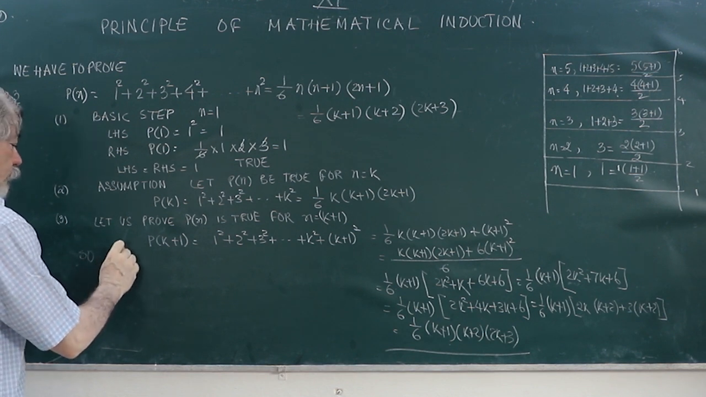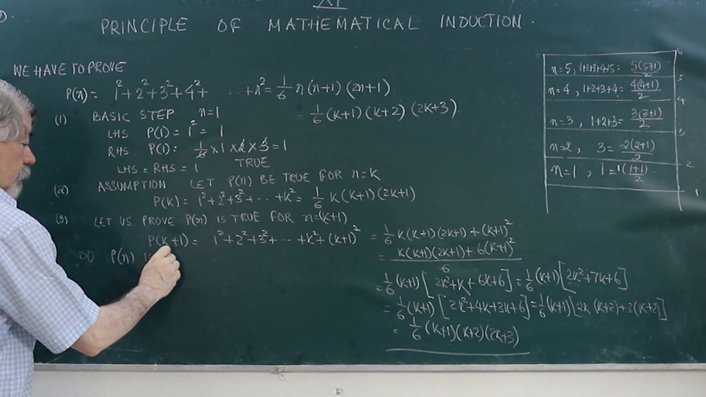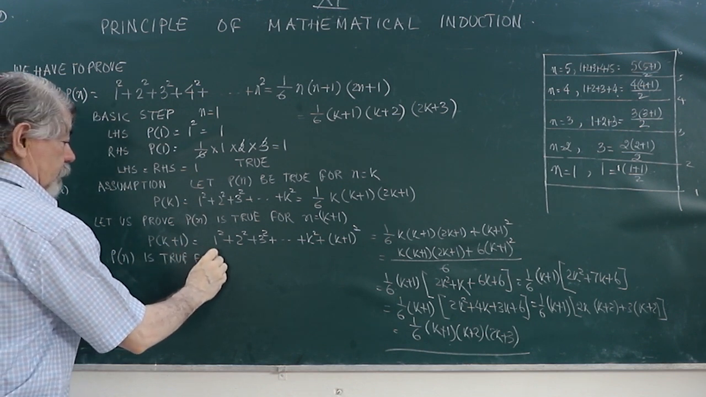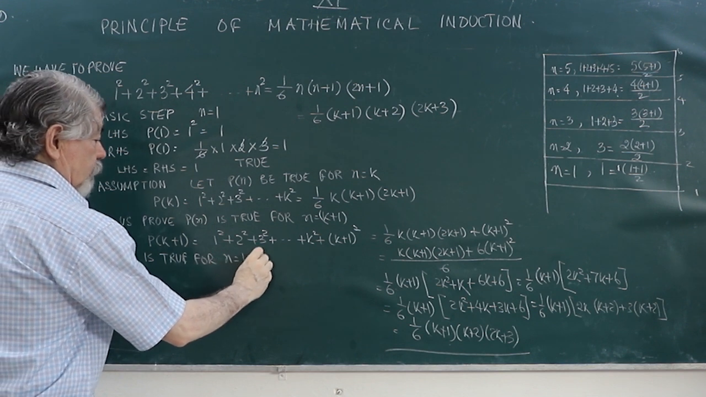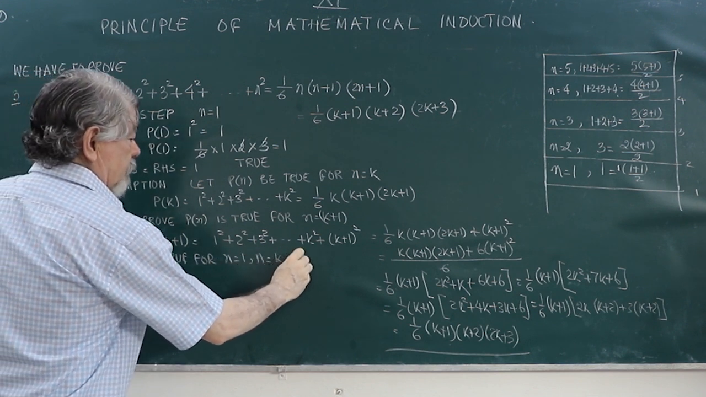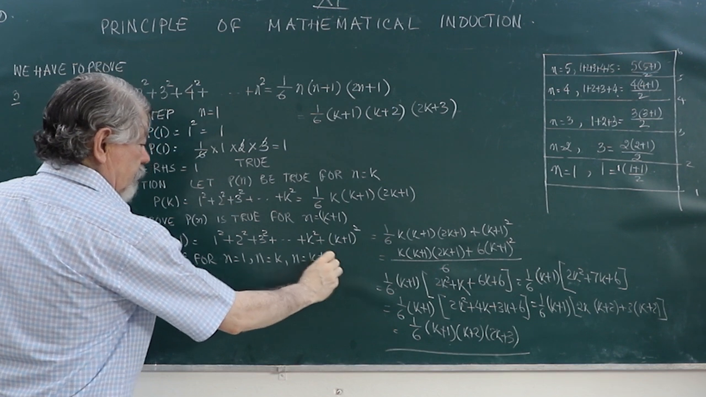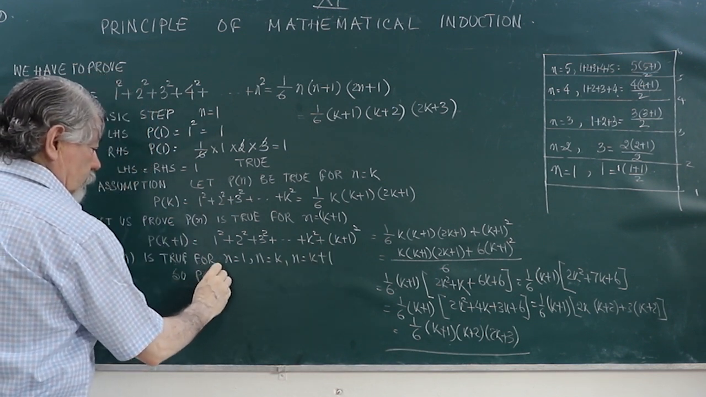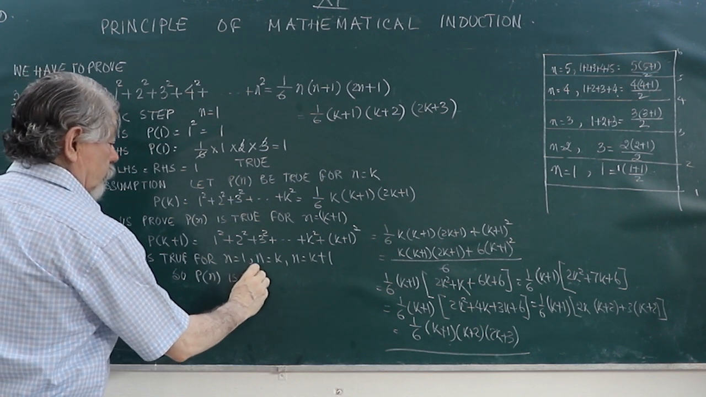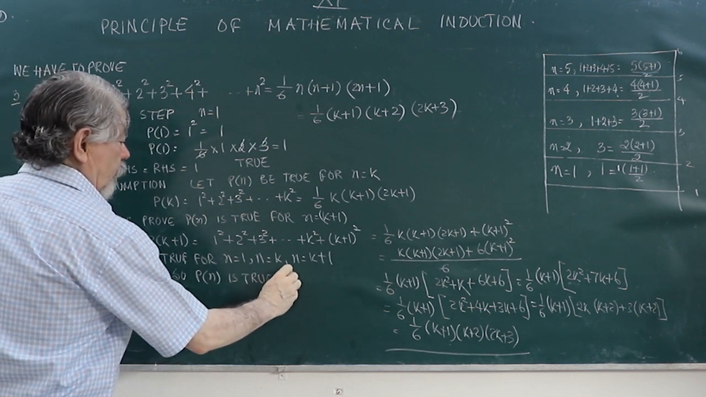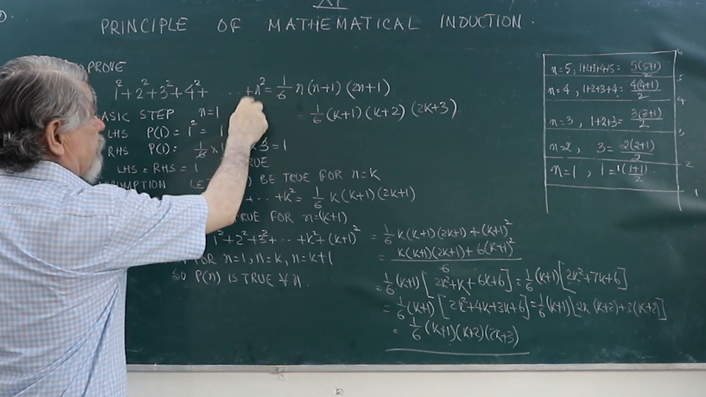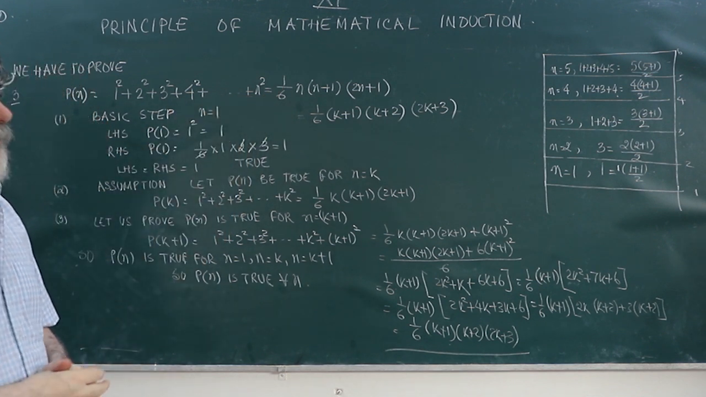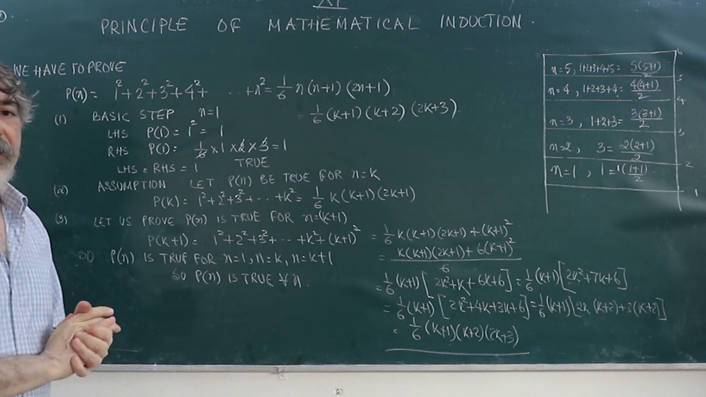So Pn is true for n equal to 1, n equal to k, and n equal to k plus 1. So Pn is true for all given n, whatever the value of n is. Since n is given as a natural number, it is true for all n.